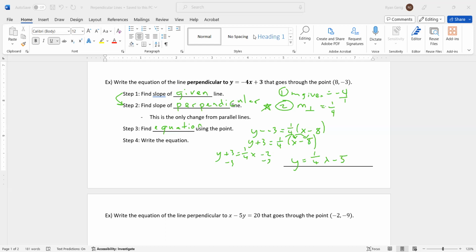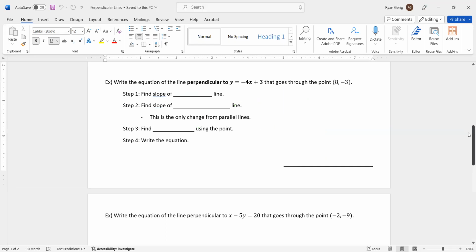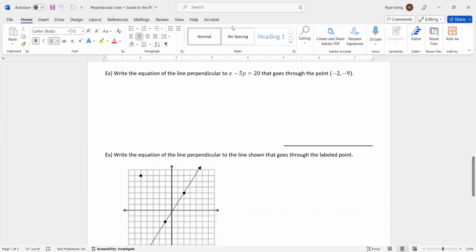All right. And we're going to do it again on the back. Write the equation of the line perpendicular to that line that goes through that point. Well, the slope of the given line, I'm going to do this much quicker because you're probably getting the point here. You're seeing the pattern. So I got to do a little work. I got to subtract x. So negative 5y equals negative x plus 20. Divide that by negative 5. I get y equals negative 1 divided by negative 5 is positive 1/5. So my slope of my given line is 1/5.